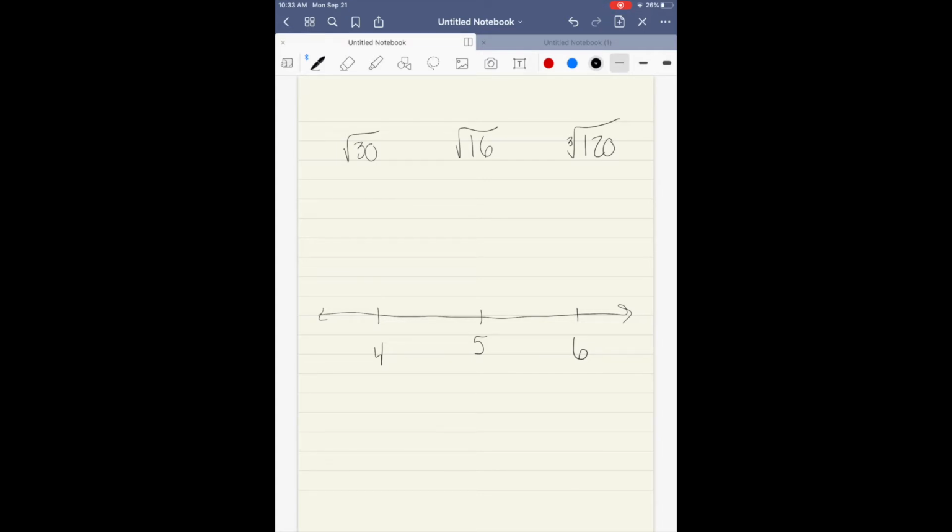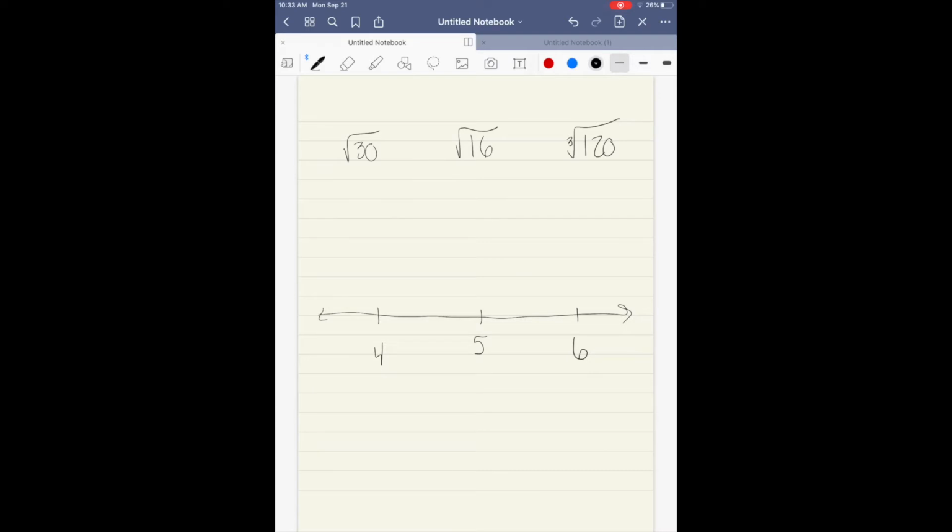And then our numbers we want to place on the number line are square root of 30, square root of 16, and cube root of 120. We've been working with roots for like 3 or 4 days now, and by now we should know that the square roots are the roots without any number, and the cube roots are the roots with the little tiny 3 on it.